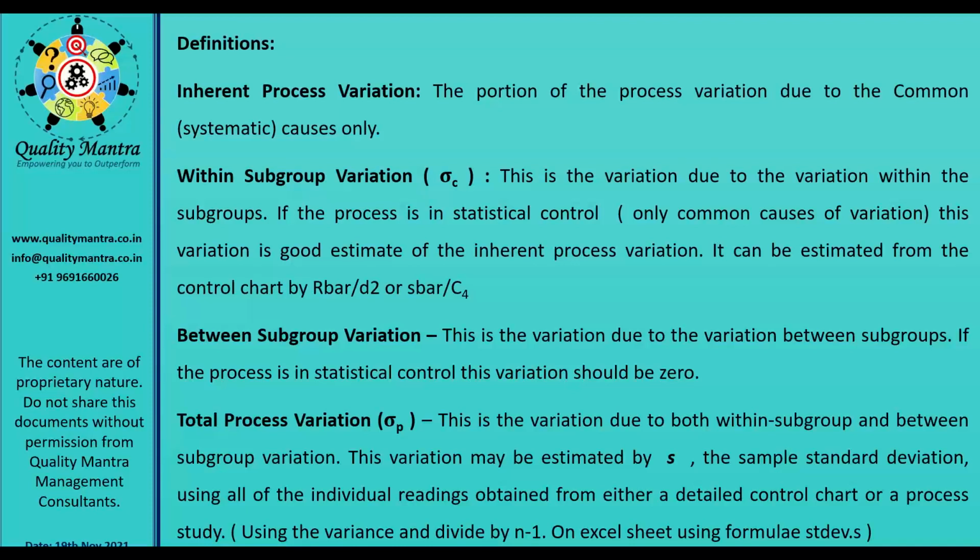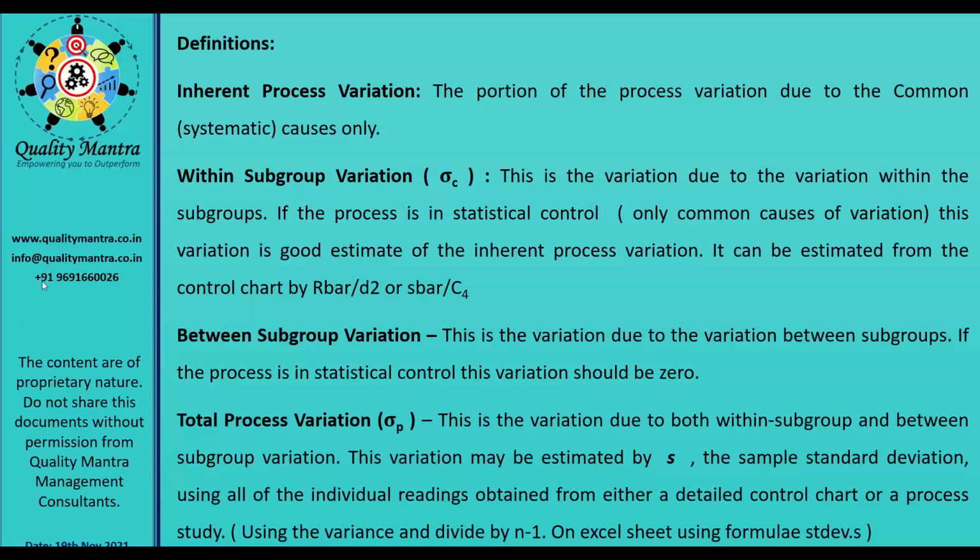Now this is for calculation of the within subgroup variation. Then there is a between subgroup variation. When we say between subgroup variation, this is the variation due to the variation between the various subgroups. If the process is in statistical control, the variation should be 0. It should be near 0. There should not be a vast difference between the subgroup variation.